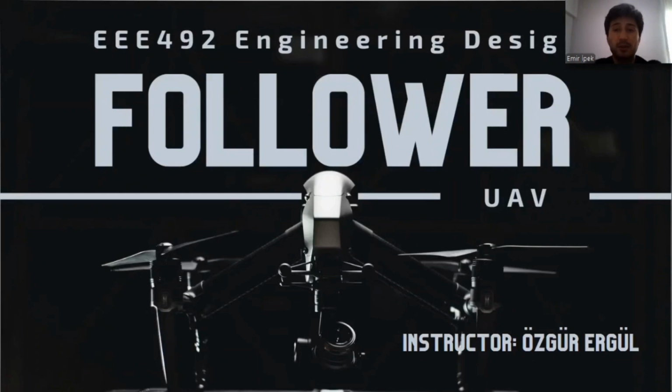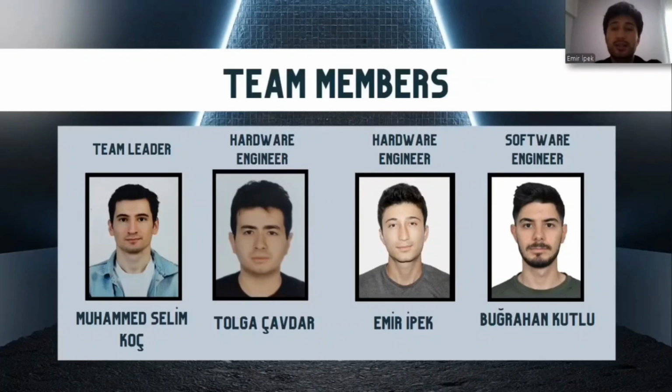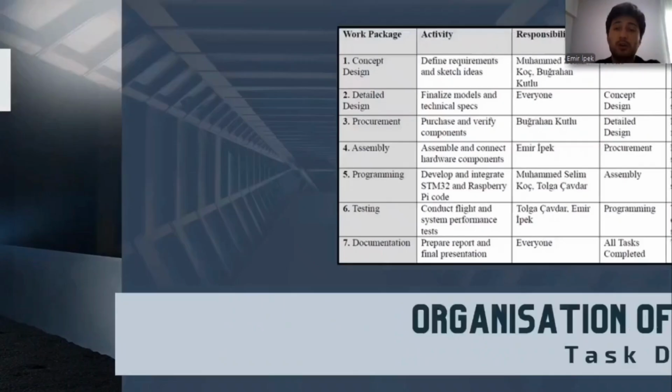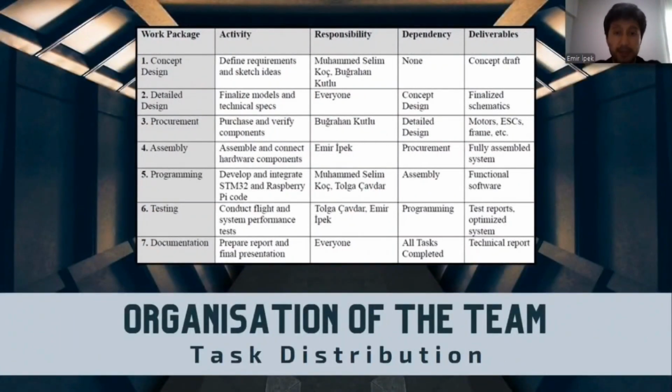The name of our project is Follower Unmanned Aerial Vehicle. We carried out this project as a team of four. You can see my teammates and their tasks: Selim, Tolga, I and Buğra. Also, you can see the task distribution more clearly on this slide.